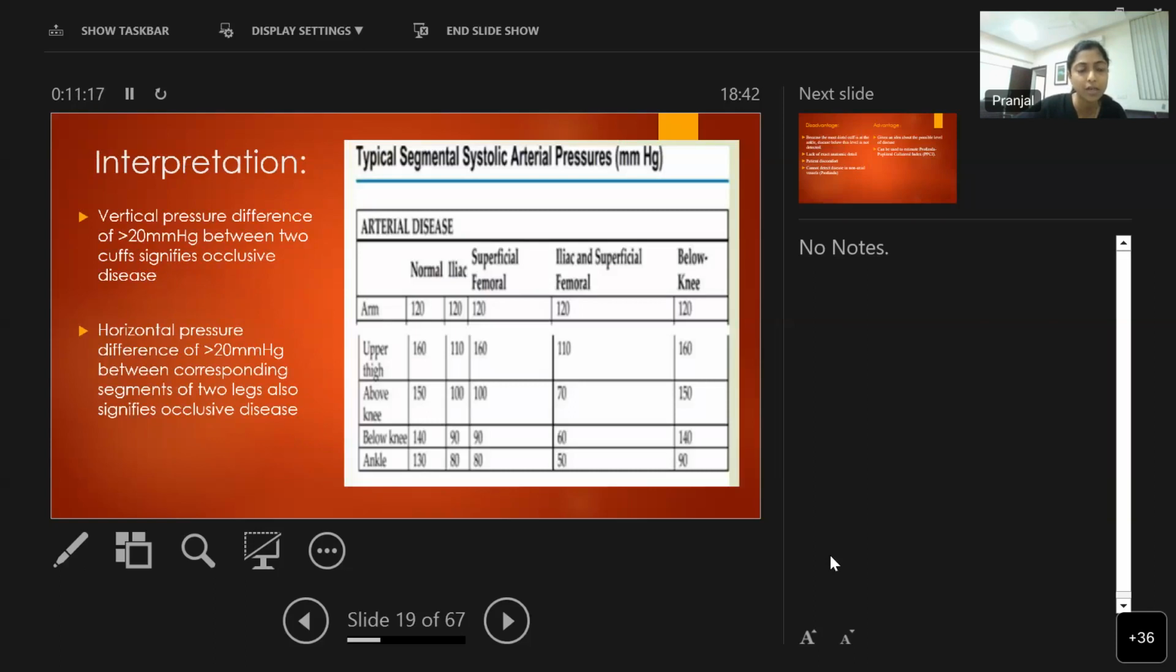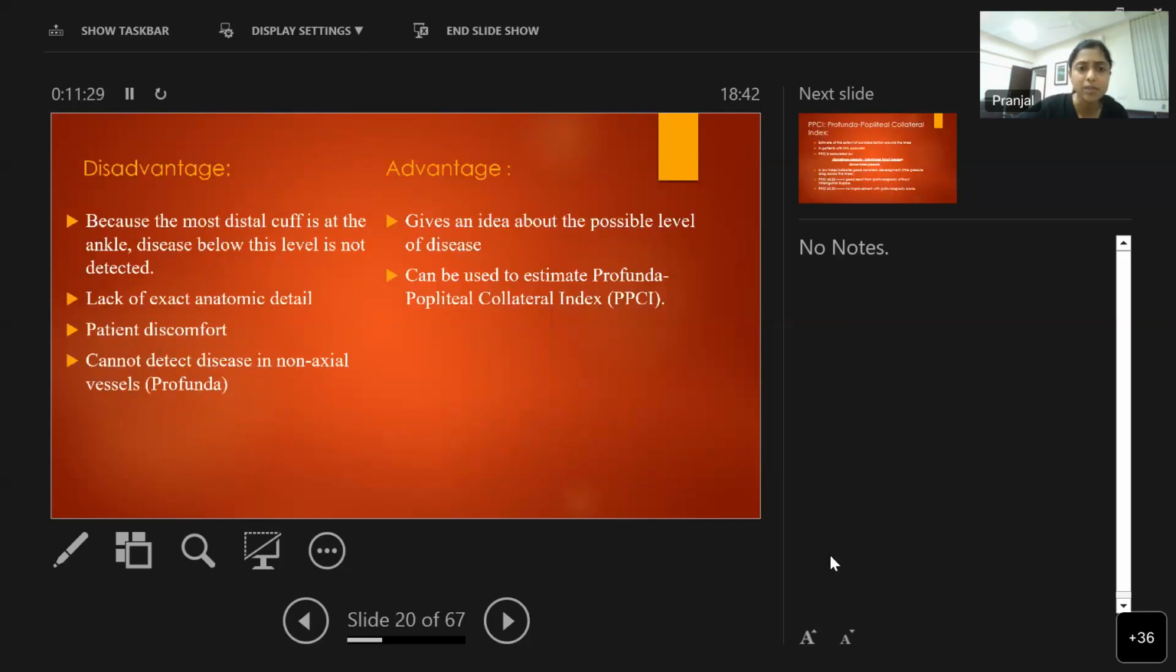If at the same level there is a more than 20 difference between two cuffs in both the legs, then it signifies a significant occlusive disease on the side which has the lower pressure. Advantages of this segmental measurement is that it gives an idea about the possible level of the disease and can also be used to estimate the Profunda-Popliteal Collateral Index. I'll be coming to that next.